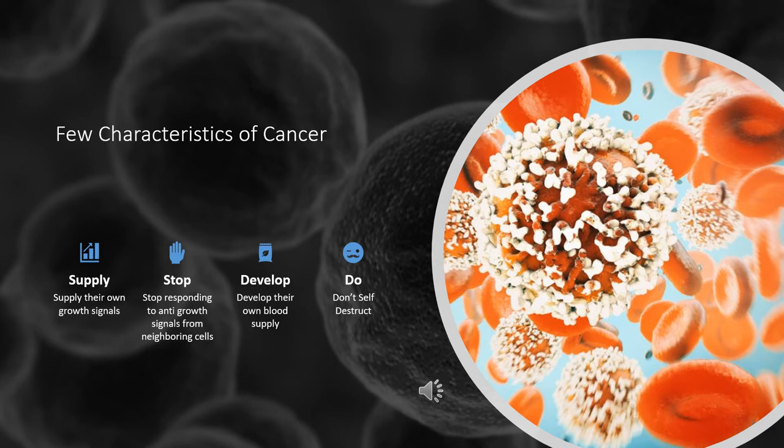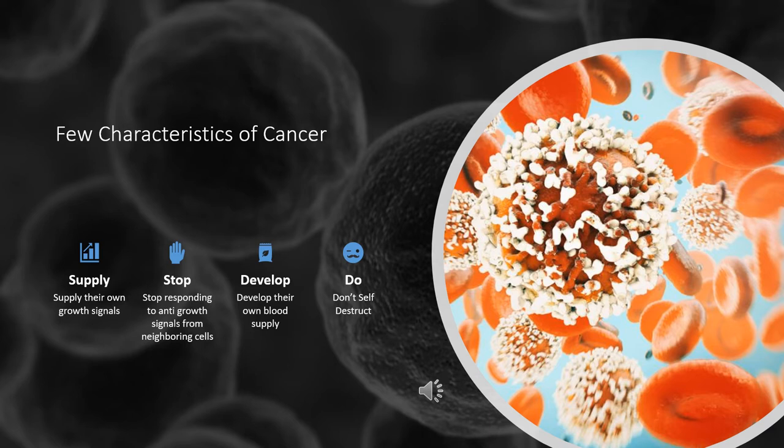Now coming to develop their own blood supply. Do they have the capacity to do that? Of course, yes. A tumor gets the nutrients and oxygen it needs by developing new blood vessels, and this process is called angiogenesis. Normally angiogenesis is a tightly regulated process, but cancerous tumors don't always follow the regulation. So they have their own blood vessels, they get their nutrients and oxygen supply by these vessels, and this entire process is called angiogenesis.